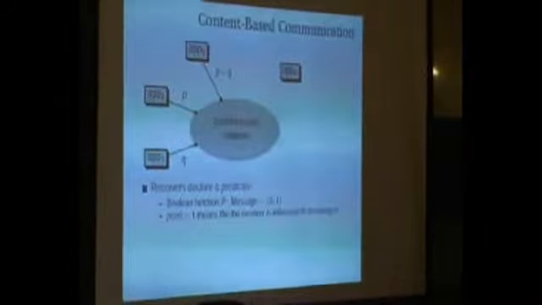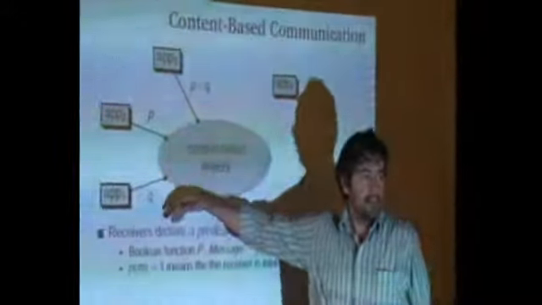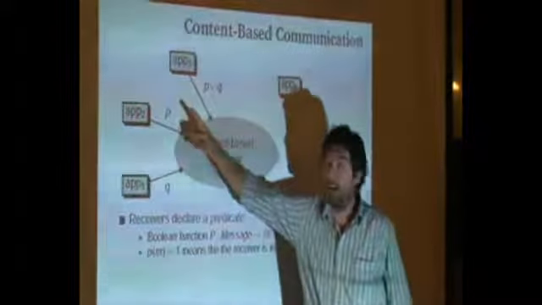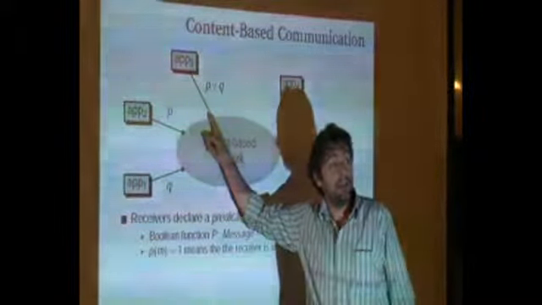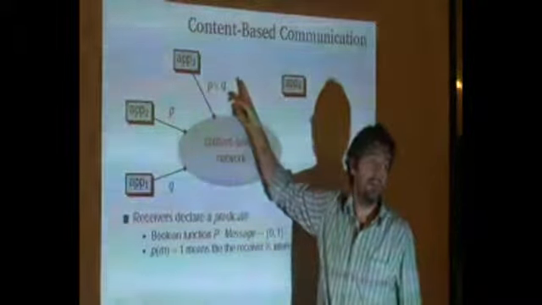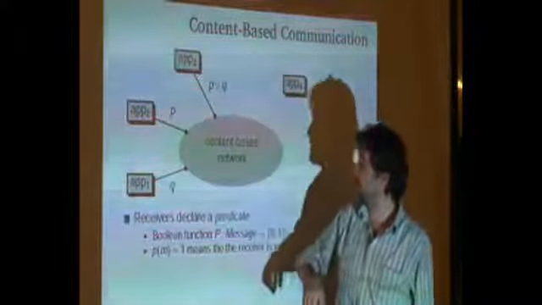Maybe I should give some examples. Okay, let me define it formally, and then I'll give you some examples and go back to your question. You give me 2 minutes. This is essentially at a high level what happens. Instead of the network assigning addresses, now the applications decide what they want. So they tell the network, I'm interested in things that match predicate P, or predicate Q. This one is interested in P, this one is interested in Q.